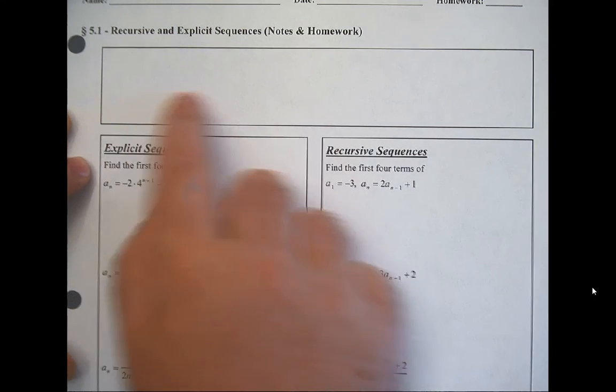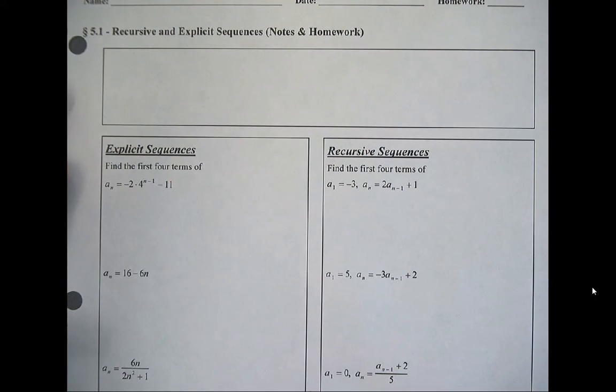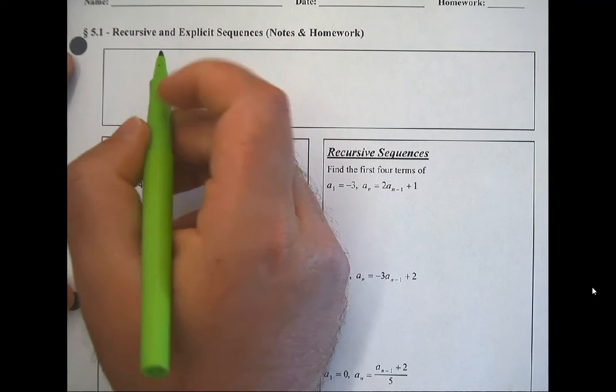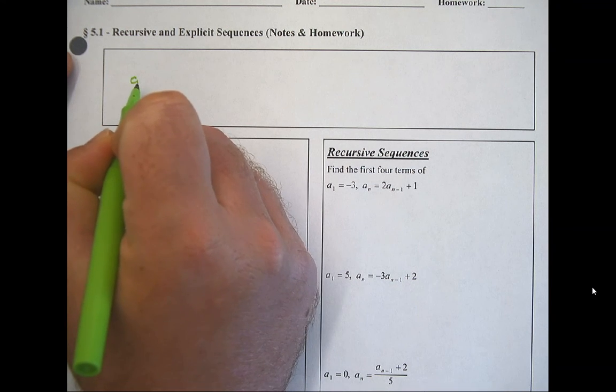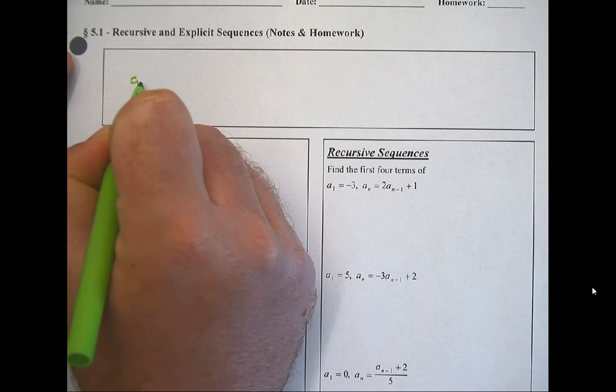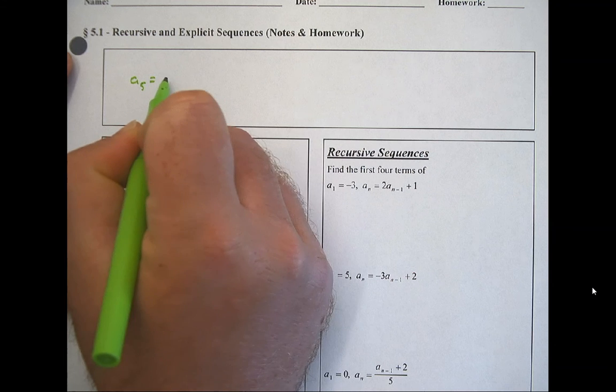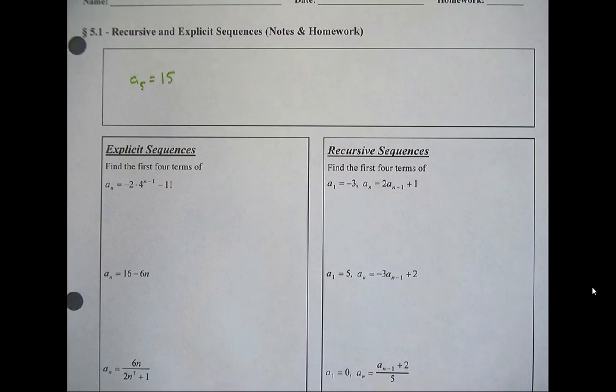But let's first talk about the notation that we use when it comes to sequence notation. So we would call any random term the A term, and then the subscript is what term it is in the list. So this would be read A sub 5 equals 15. And each little piece means something.